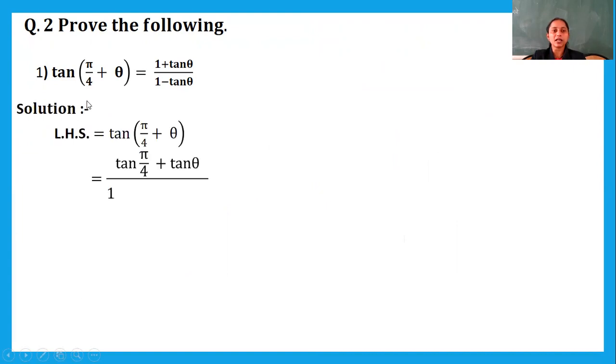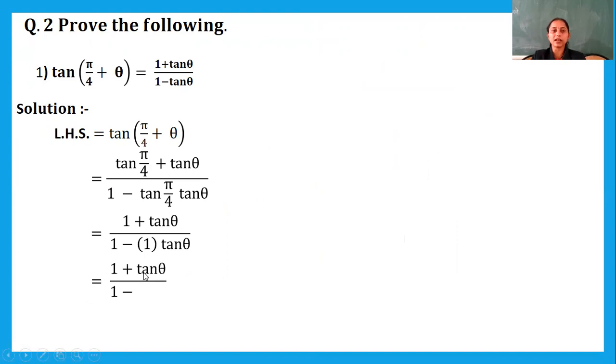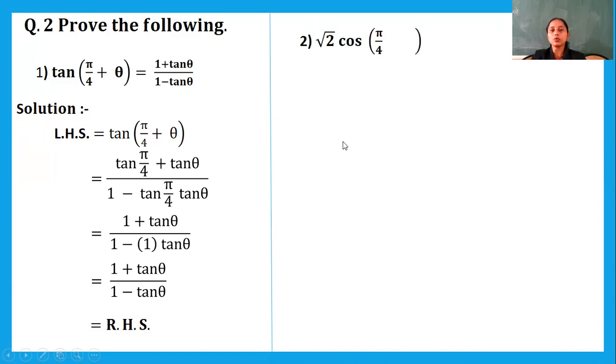Consider LHS. tan(pi/4 + theta) can be written as tan(A + B). So tan(pi/4) + tan theta divided by 1 - tan(pi/4) into tan theta. Now put the value of tan(pi/4). Tan pi by 4 ची व्हॅल्यू 1 येणार आहे. So 1 + tan theta divided by 1 - tan theta. And so tan(pi/4 + theta) is (1 + tan theta) / (1 - tan theta). This is the RHS. So LHS is equal to RHS. Proof of this question. Now next is the root 2.